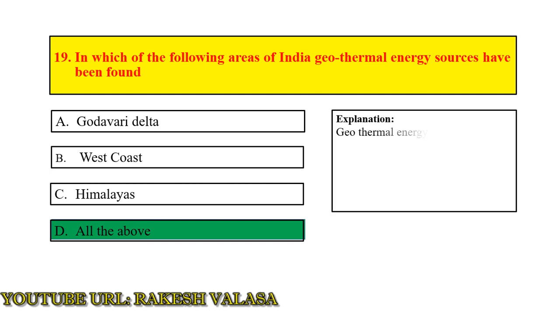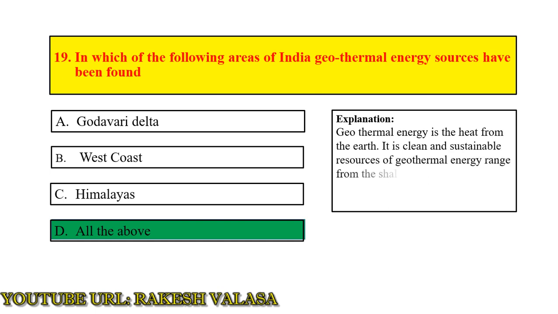Explanation: Geothermal energy is the heat from the earth. It is clean and sustainable. Resources of geothermal energy range from the shallow ground to the hot water and hot rock, found a few miles below the earth surface.